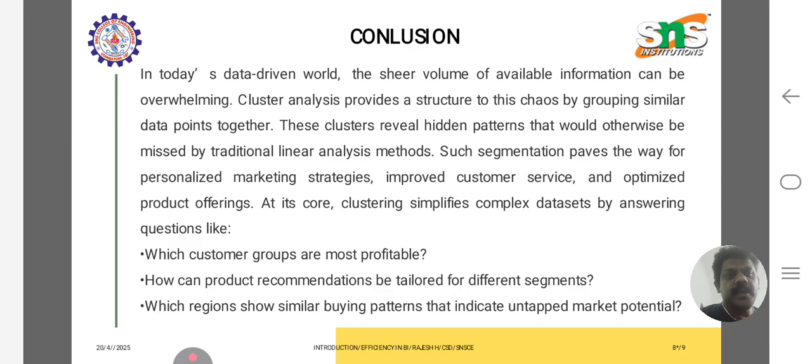At its core, clustering simplifies complex data sets by answering questions like which customer groups are most profitable, how can the product recommendations be tailored for different segments, and which regions show similar buying patterns that indicate untapped market potential. So these are some example questions to ask for clustering with more perfection.